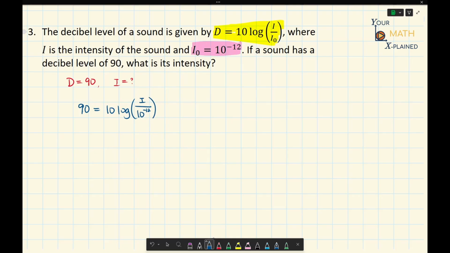Dividing both sides by 10 is going to give us 9 is equal to log of I over 10 to the negative 12. Now we can use the definition of a log to convert this into an exponential equation. That is going to give us 10 to the power of 9 is equal to I over 10 to the power of negative 12. Now multiplying both sides by 10 to the power of negative 12, we end up with I equal to 10 to the power of negative 3.